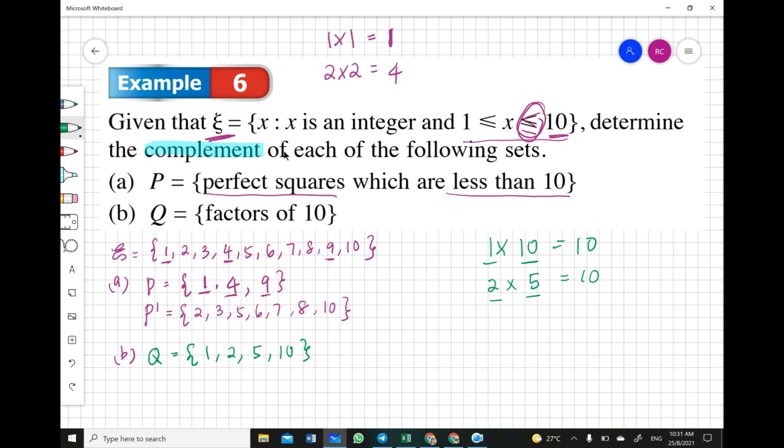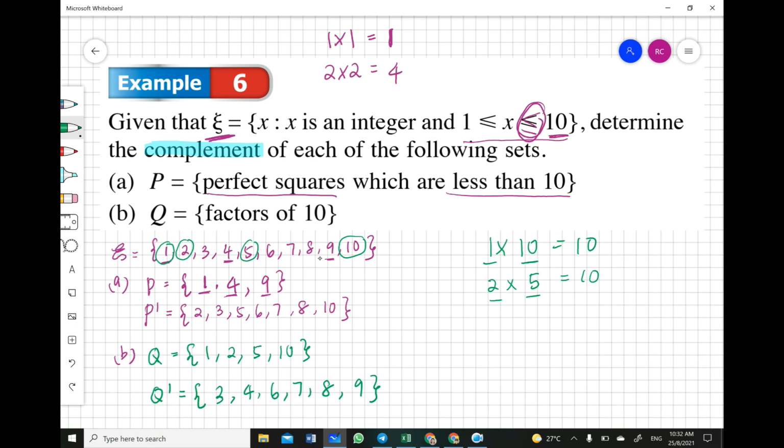Now we need to find the complement of set Q. So Q complement like that. The complement of set Q is equal to, get it, 1, 2, 5, and 10. You just need to compare with the universal set. The numbers that are not circled here are the complement of set Q. Very good. You understand. So we have 3, 4, 6, 7, 8, and 9. Okay, so that's all. We have done Example 6.